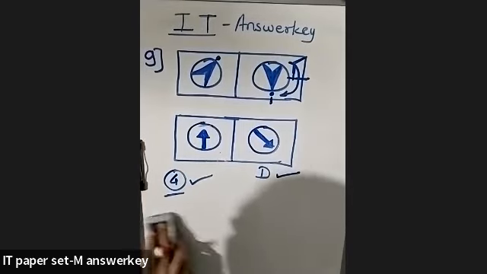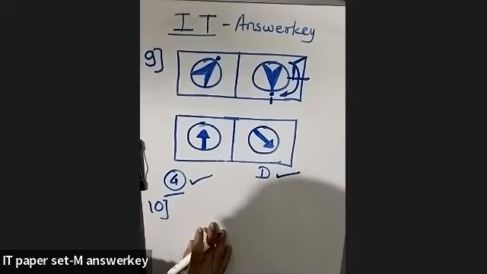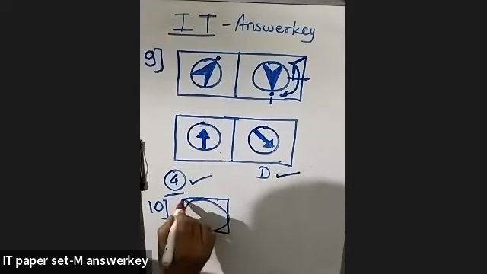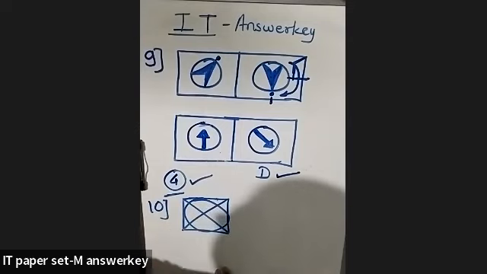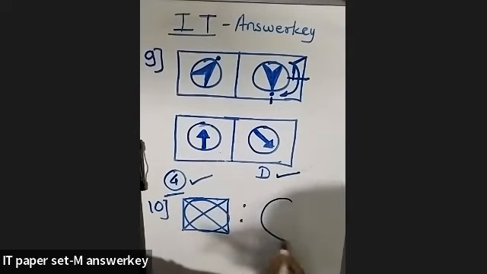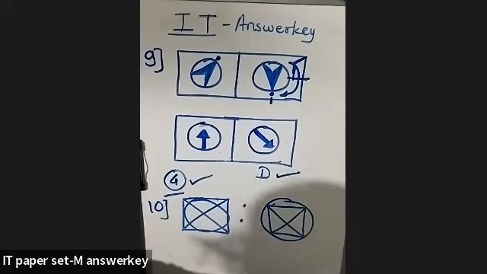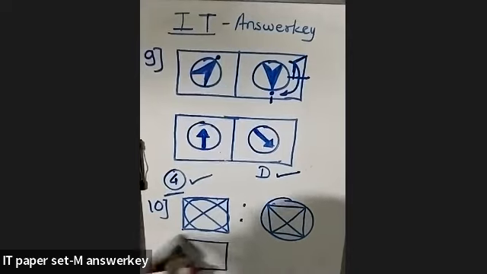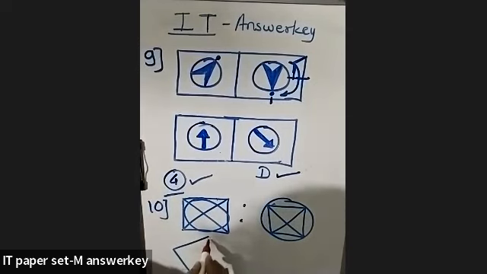Now, in question number 10, complete the pattern. So, first of all, there is a square, and in the square, there is a circle. And the diagonals of the square are given. So, the figure changes so that the square goes inside the circle and the diagonals are as they are. Okay. So, in the next figure we are given, there is a square, there is a diamond shape. And in this diamond shape, there is a square.